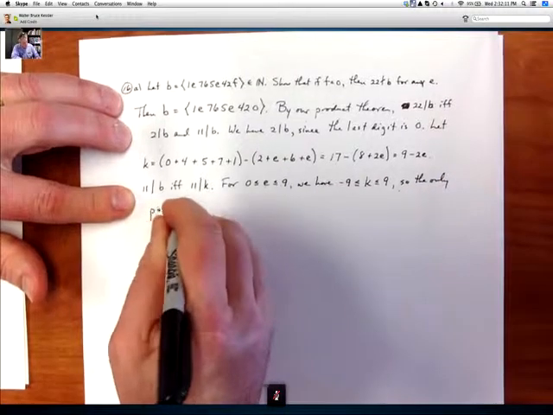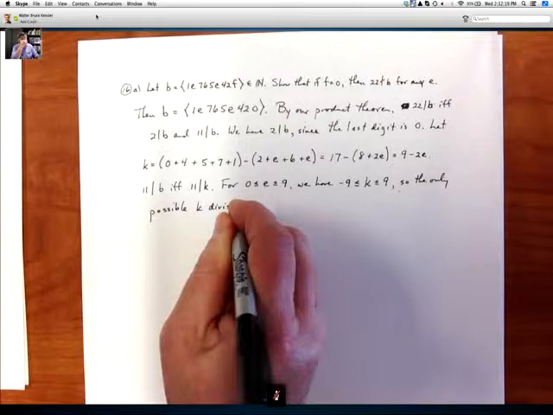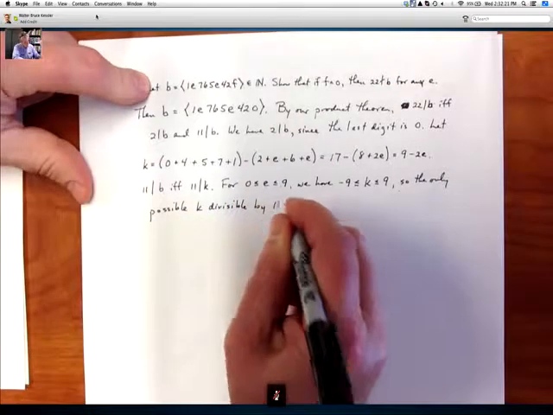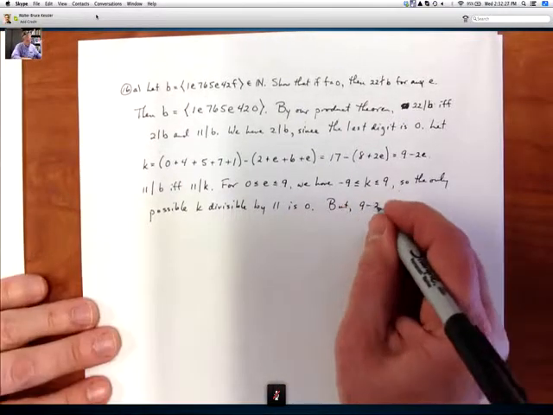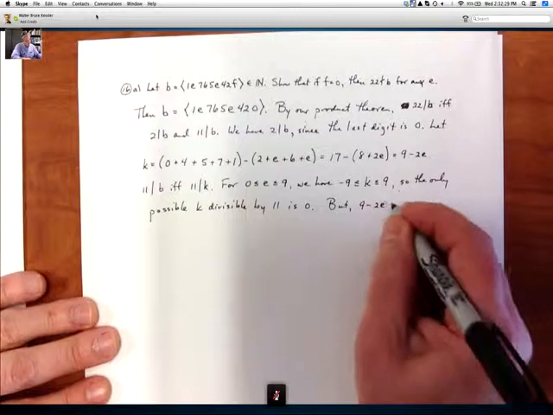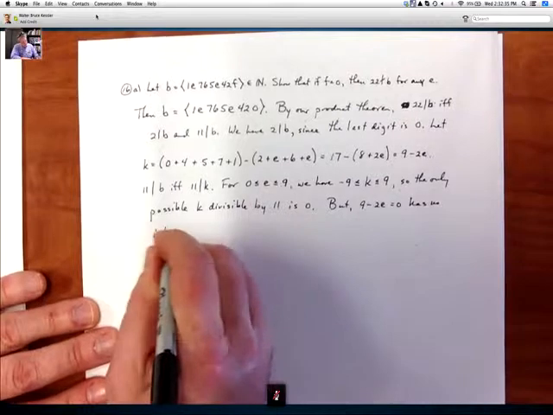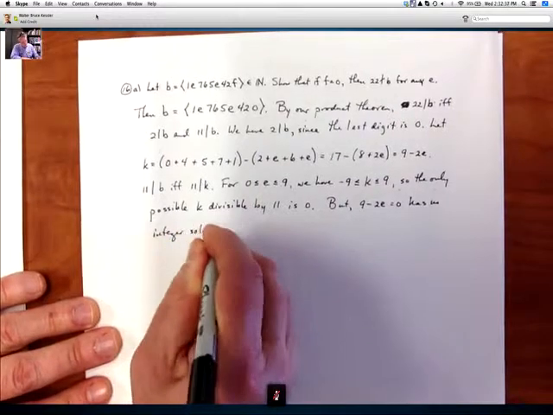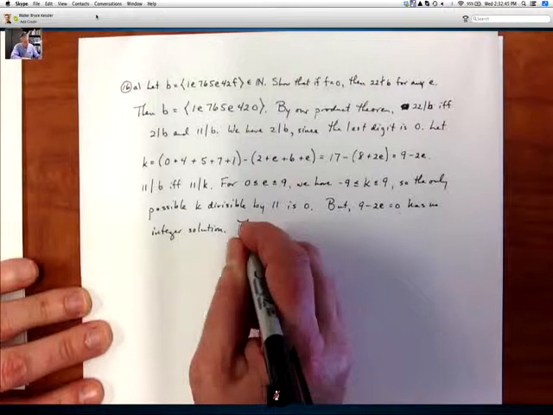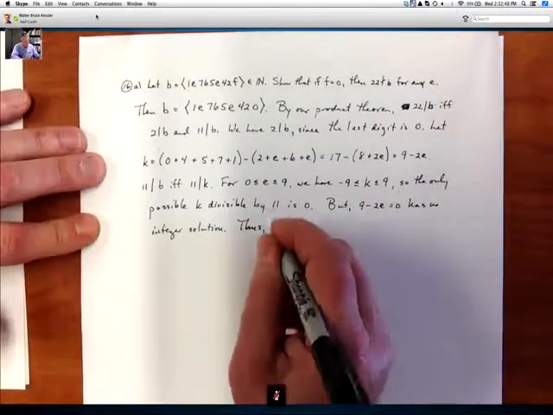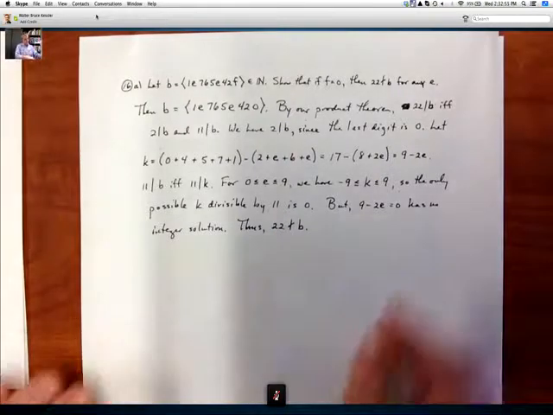So the only possible K divisible by 11 is 0. But that's a problem, because then 9 minus 2E equals 0 has no integer solution. Has a solution, it's just E is going to be a fraction, right? Thus, 22 does not divide B.